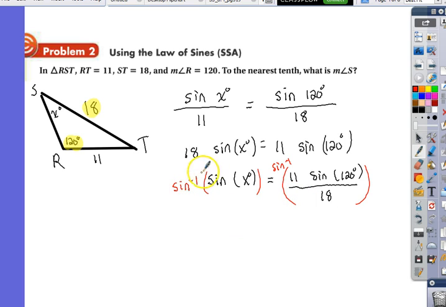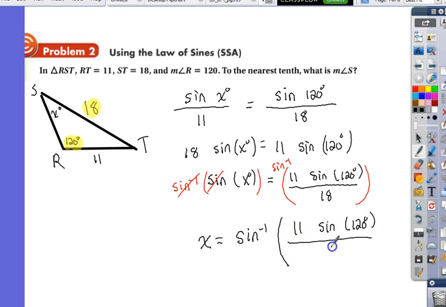So when I do sine inverse of sine, that's what cancels the sine out. And you will be left with what you're going to put in your calculator. X is equal to sine inverse of all of that stuff, 11 sine 120 degrees over 18. I don't like my degree symbol. Make that a little bit better. 120 degrees. Those parentheses.